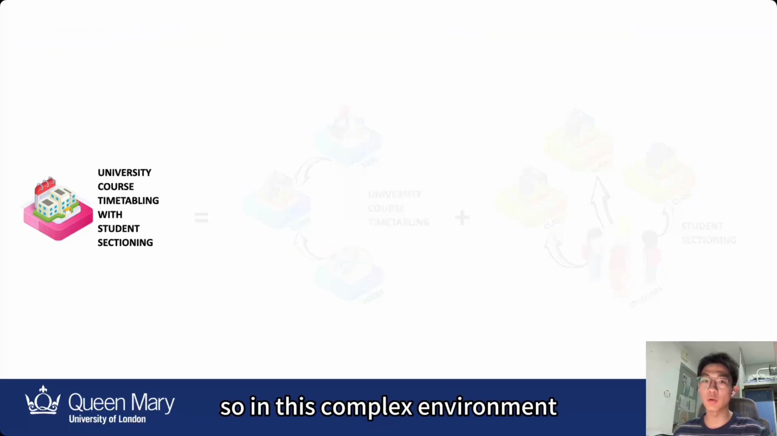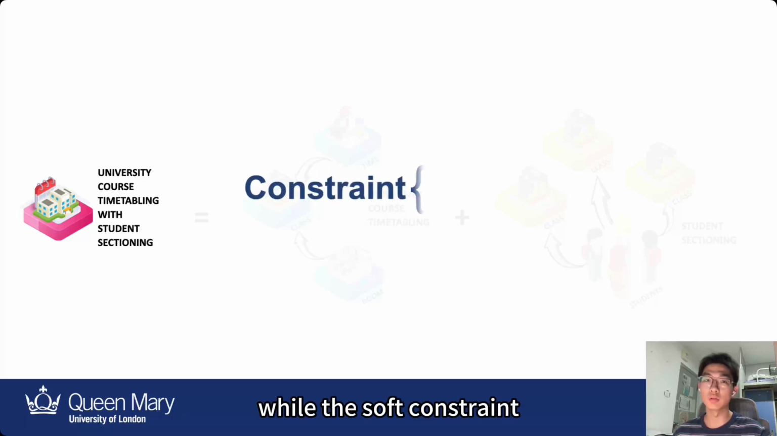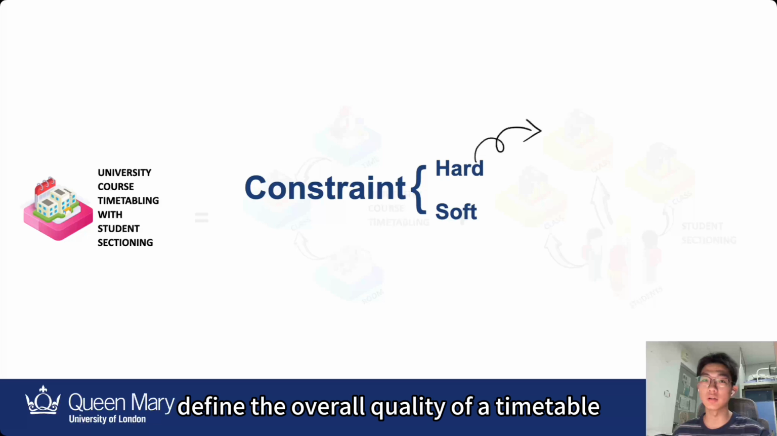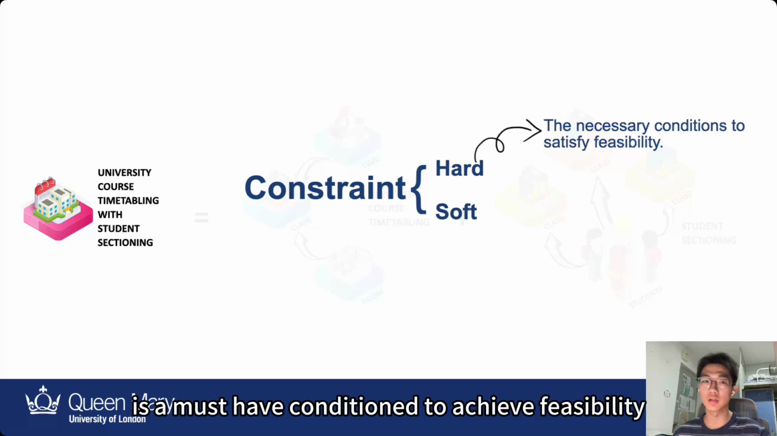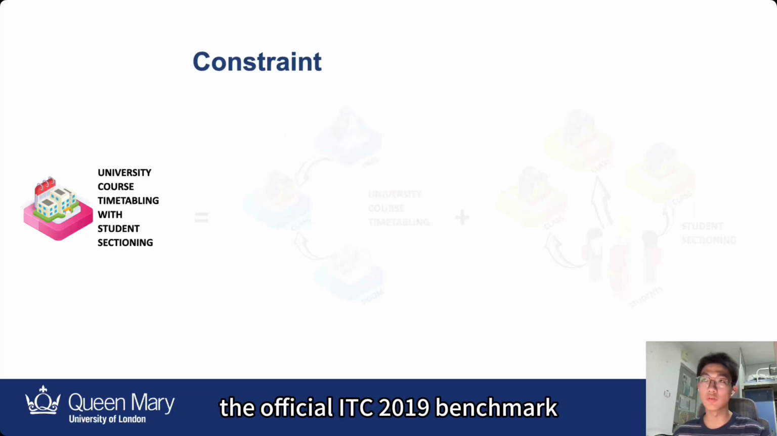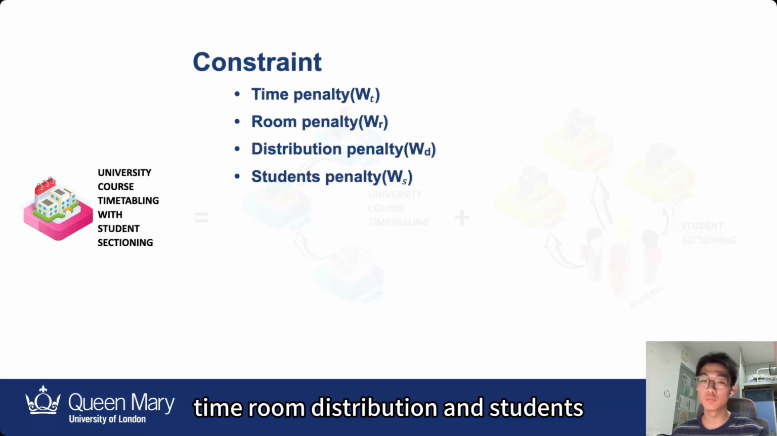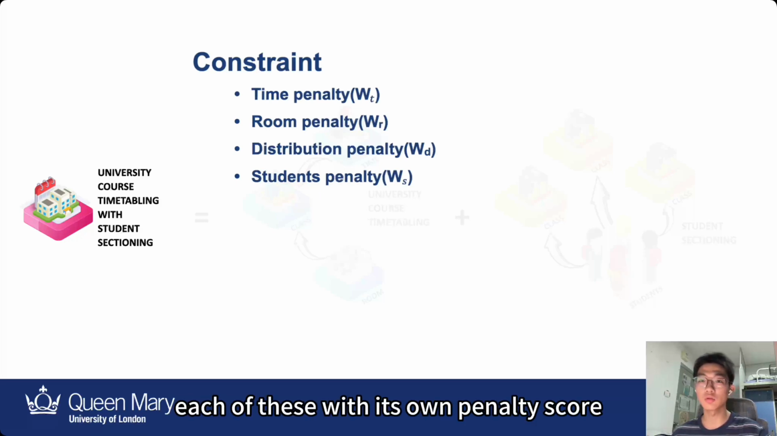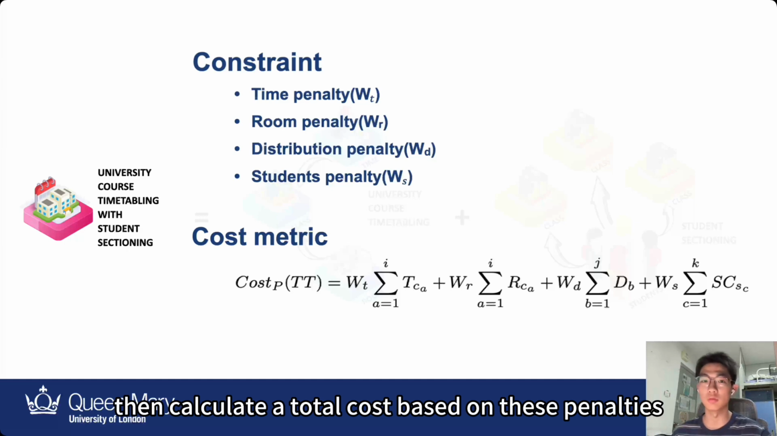In this complex environment, constraints are strictly divided into hard and soft constraints, while the soft constraints define the overall quality of a timetable. Satisfying all hard constraints is a must-have condition to achieve feasibility. To evaluate these solutions, the official ITC 2019 benchmark considers four different types of constraint: time, room, distribution, and students, each with its own penalty score. The official validator then calculates a total cost based on these penalties.